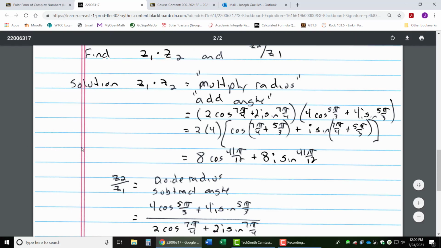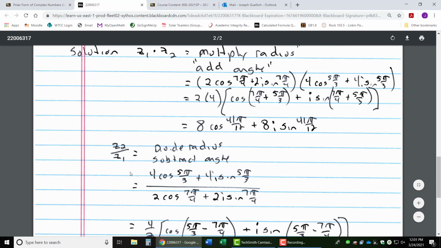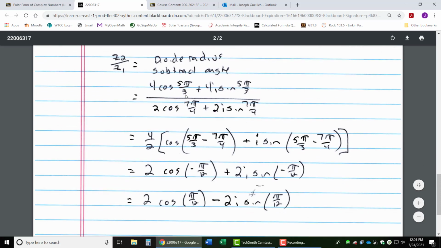And then we divide. So when you divide, you're going to divide the radius, and then you're going to subtract the angles. So do be careful. There is a specific order. You do the top divided by the bottom. You do the top angle minus the bottom angle. So Z2 divided by Z1 is different than Z1 divided by Z2. So you have to get that subtraction and division correct. And again, you can see if you write it out, 4 over 2 is 2, and then 5 pi over 3 minus 7 pi over 4 is negative pi over 12.